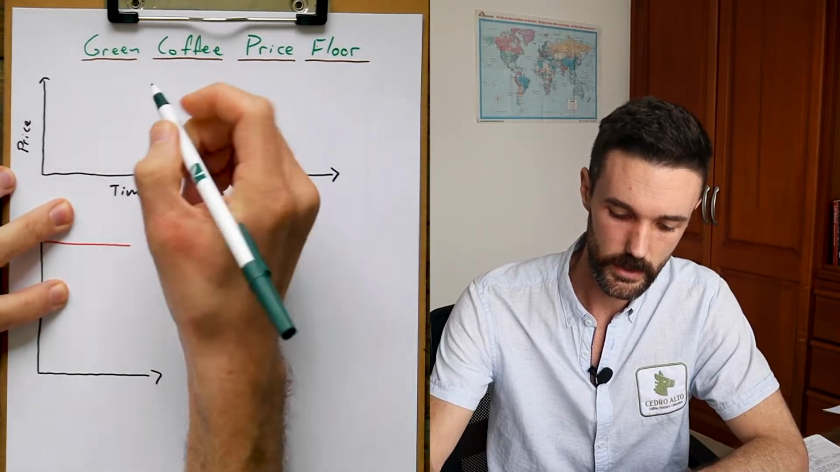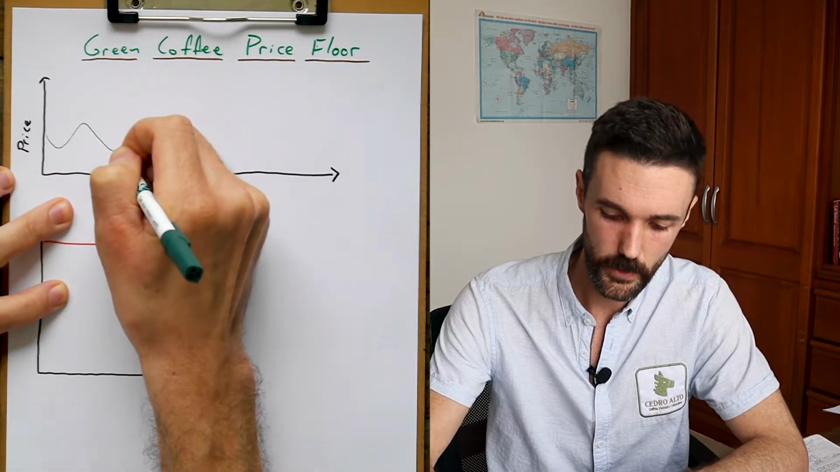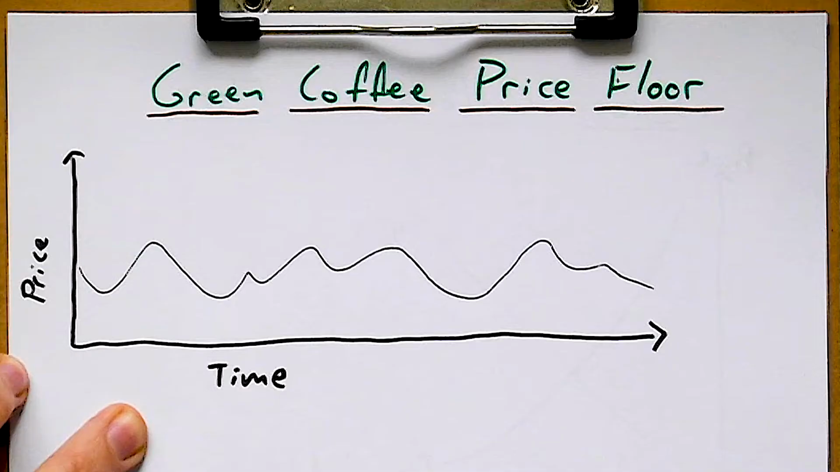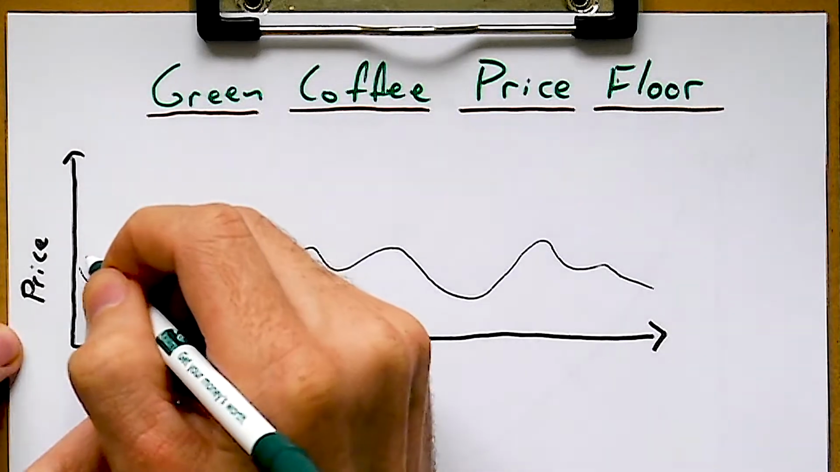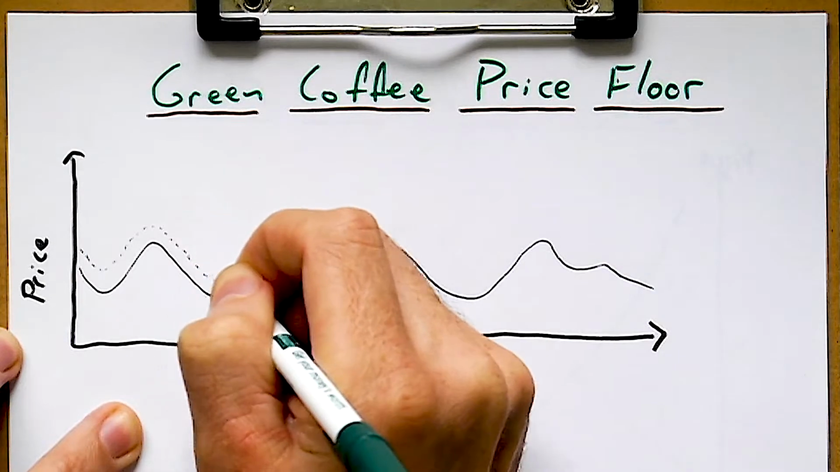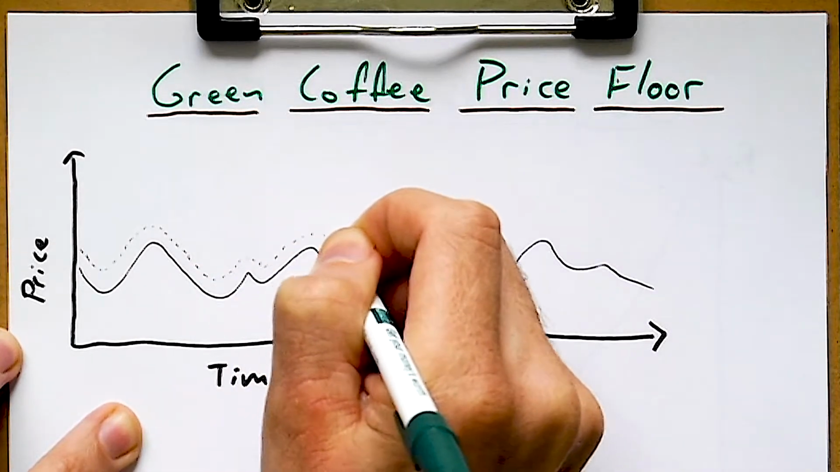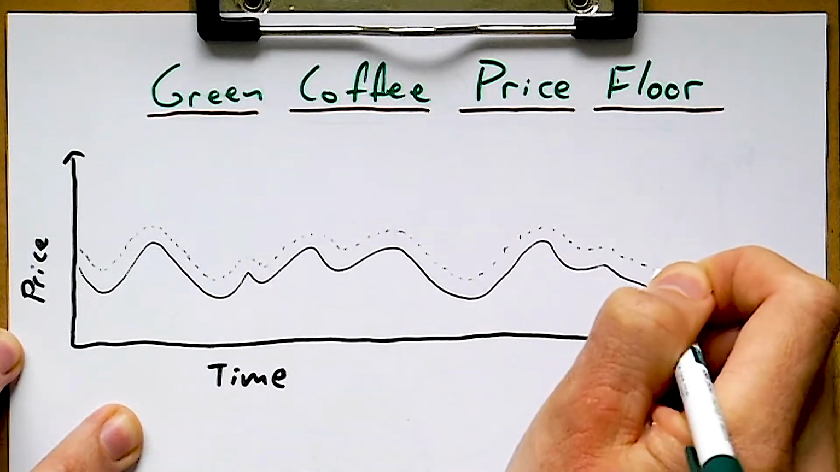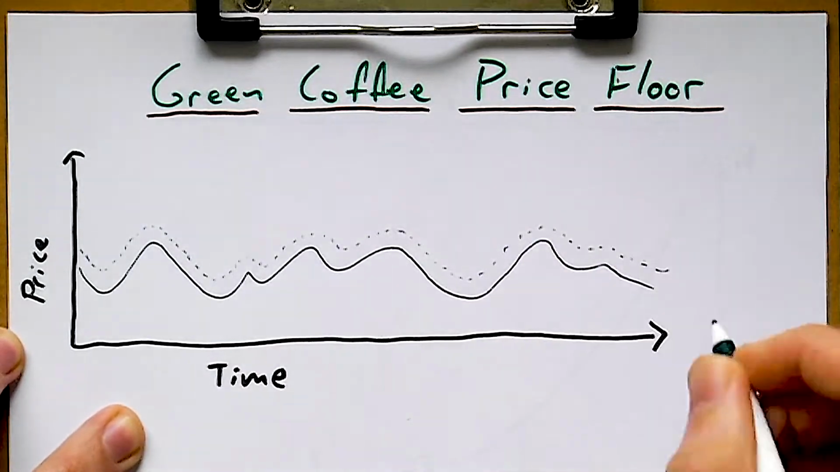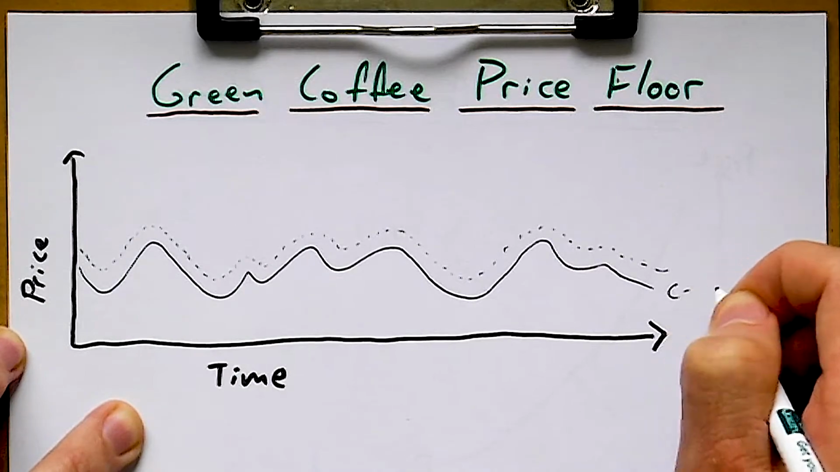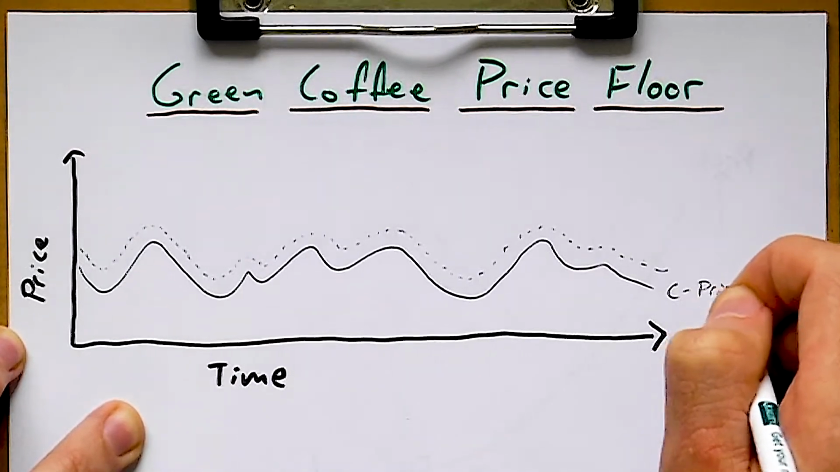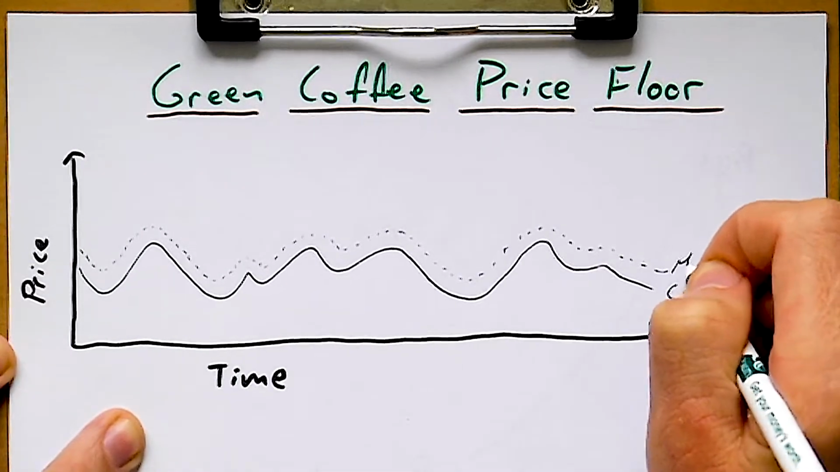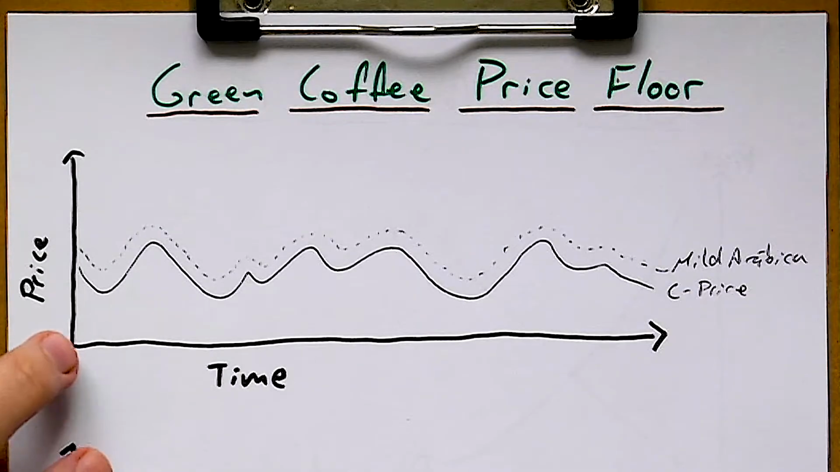So here's the idea. The commodity coffee price is always rising and falling as time goes by. Let's say mild Arabica, or whatever quality, has a price that's higher, but also fluctuates based on the base commodity coffee price. Let's say it's this little dotted line right here. Let's say the solid black line is the C price, the dotted black line is mild Arabica. So these are always rising and falling.